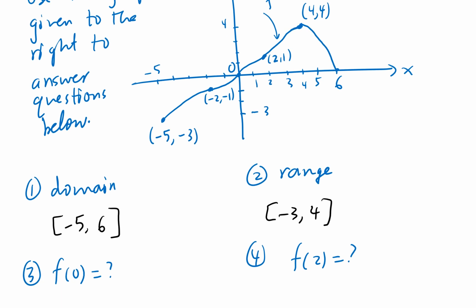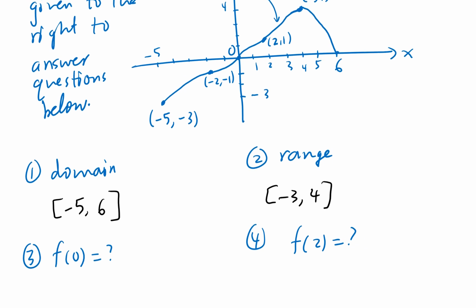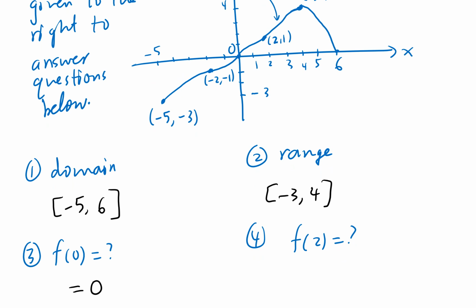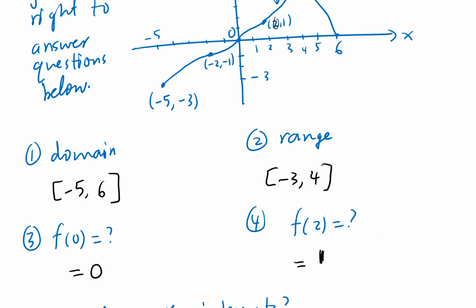Now, what does f of 0 equal? It means when x is 0, what is y? Well, it's 0 because it goes through the origin. How about f of 2? When x is 2, y is 1.